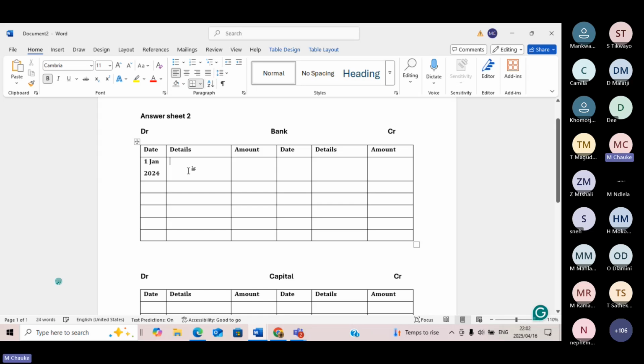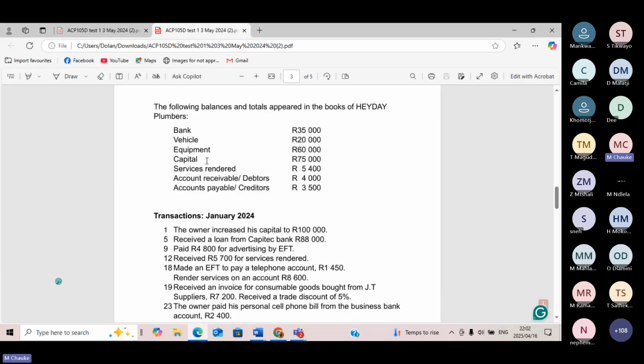on the information given on the question right here, these are opening balances, all of them. So now we have to record the opening balance of the bank. The opening balance of the bank is 35,000.